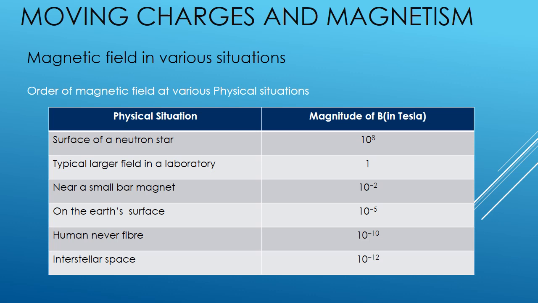Next is interstellar space. That is the space between one star and another. In that space, the magnetic field is very weak, the weakest magnetic field, that is 10 power minus 12 Tesla. A very strong magnetic field is there on the surface of a neutron star, and it is about 10 power 8 Tesla. It is very strong compared to Earth. Any charge going near this cannot escape it. It has to go around it. So, this is the variation of magnetic field at different locations in our day-to-day life.